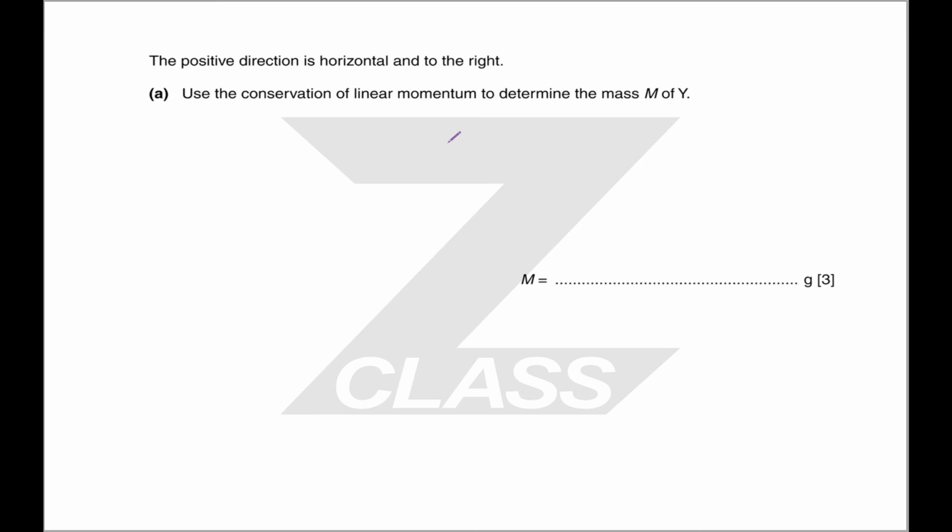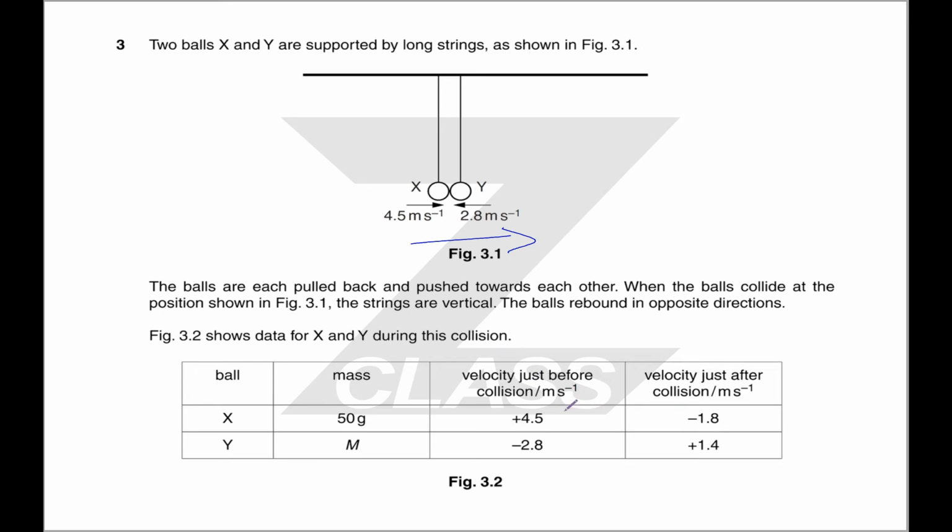So what that means is that the momentum before the collision, the total momentum, which you can work out from here, must be equal to the total momentum after the collision. And obviously both of those total momenta are going to depend on m. So you're going to have 4.5 times 50 minus 2.8 times m, and then similar for the second set after the collision. They have to equal each other. You can find m from that.